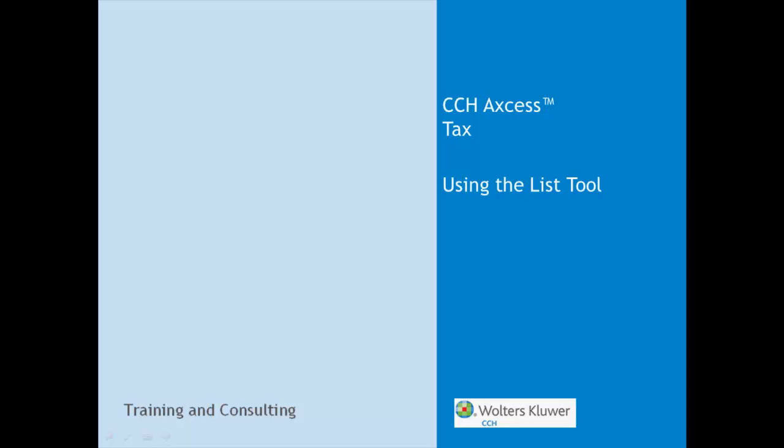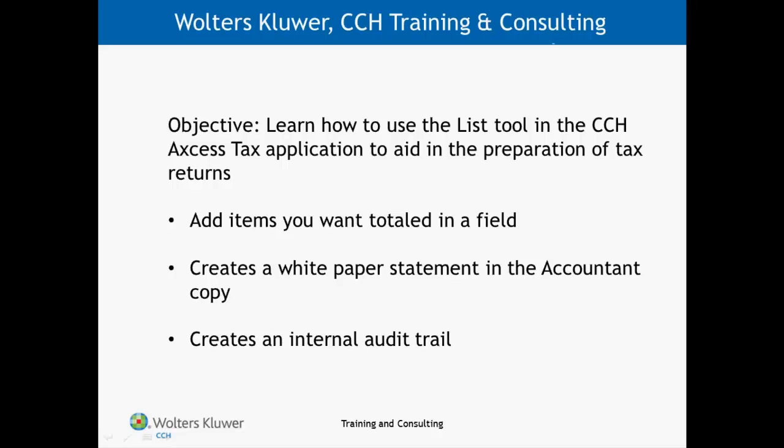In this video, you are going to learn how to use a list tool in the CCH Axcess tax application. There are several reasons you may want to incorporate the list tool into the preparation of your tax returns. Use the list tool to create a list of numerical amounts that you want totaled in a field. The list dialog box keeps a running total of your entries and then inserts the total in the selected field.